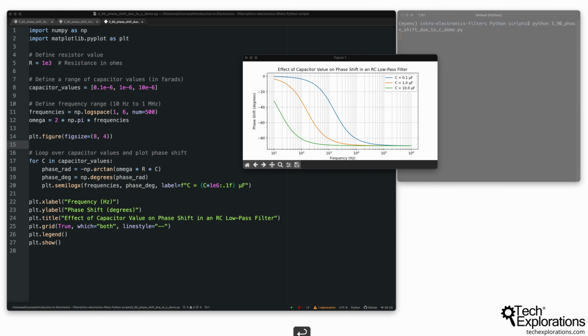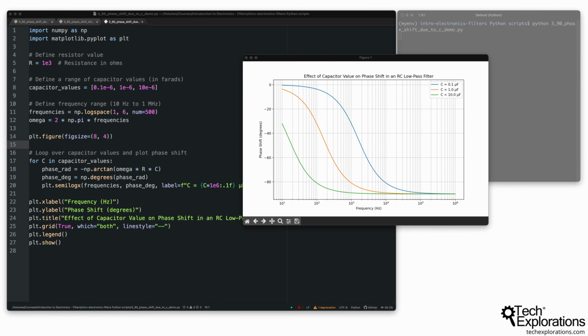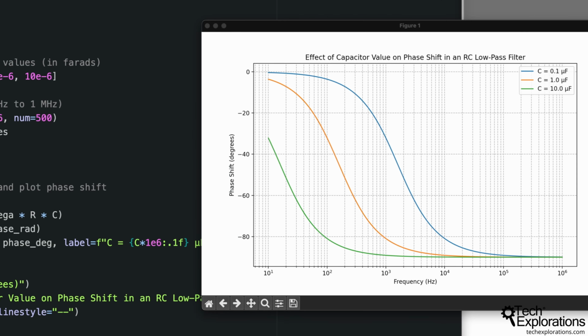And as you can see in this plot, I've calculated the phase shift for an RC circuit for 3 different capacitor values. So the plot generated by this script illustrates that for fixed resistor values, when we have a larger capacitor, the phase shift transitions more quickly. And as a result, the phase shift approaches minus 90 degrees at lower frequencies. And when you have a smaller capacitor, the phase shift remains closer to 0 degrees until much higher frequencies are reached, and the transition to minus 90 degrees is delayed.